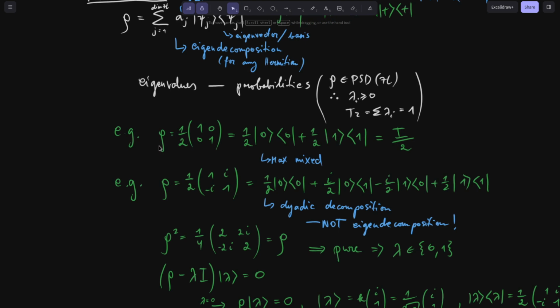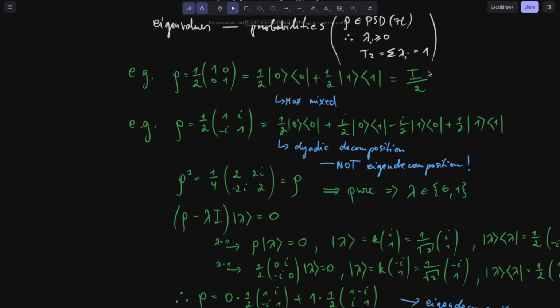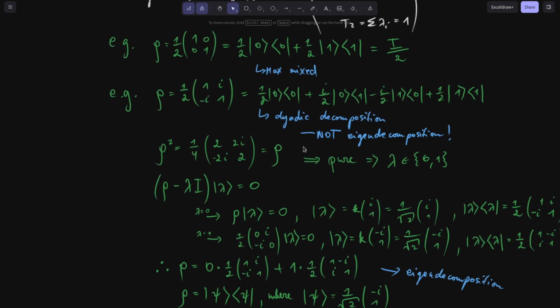Here, another matrix. And then we have here eigenvalue 1/2, eigenvalue 1/2, right? It's a diagonal matrix, 1/2, 1/2. So these are the eigenvalues on the diagonal. And then we have eigenvectors, 0 and 1, and we make this decomposition. So this is a maximally mixed state because it's the identity matrix. Here we have dyadic decomposition.